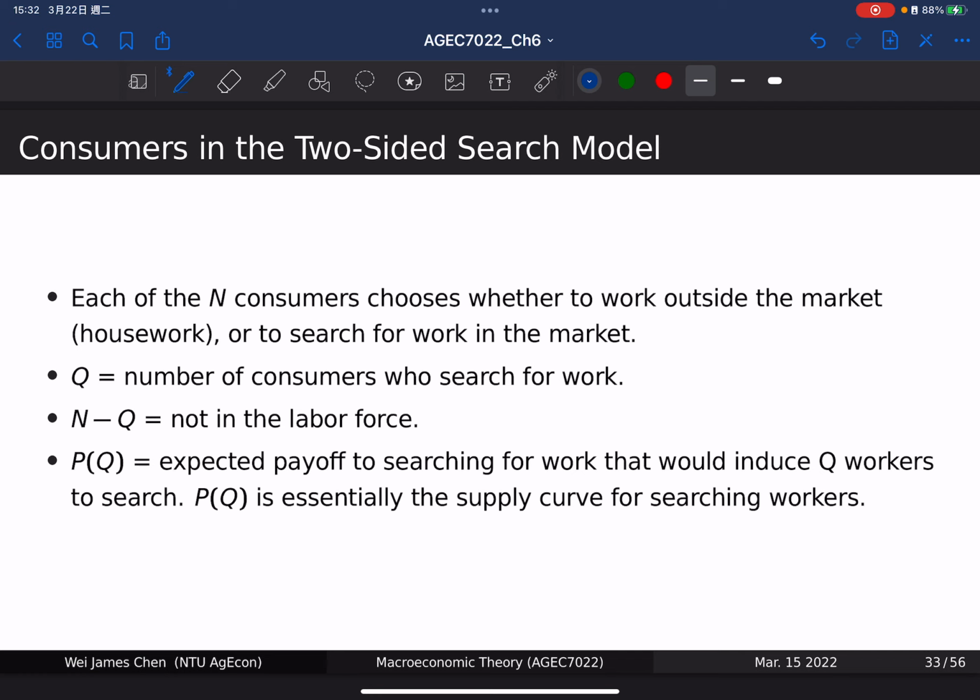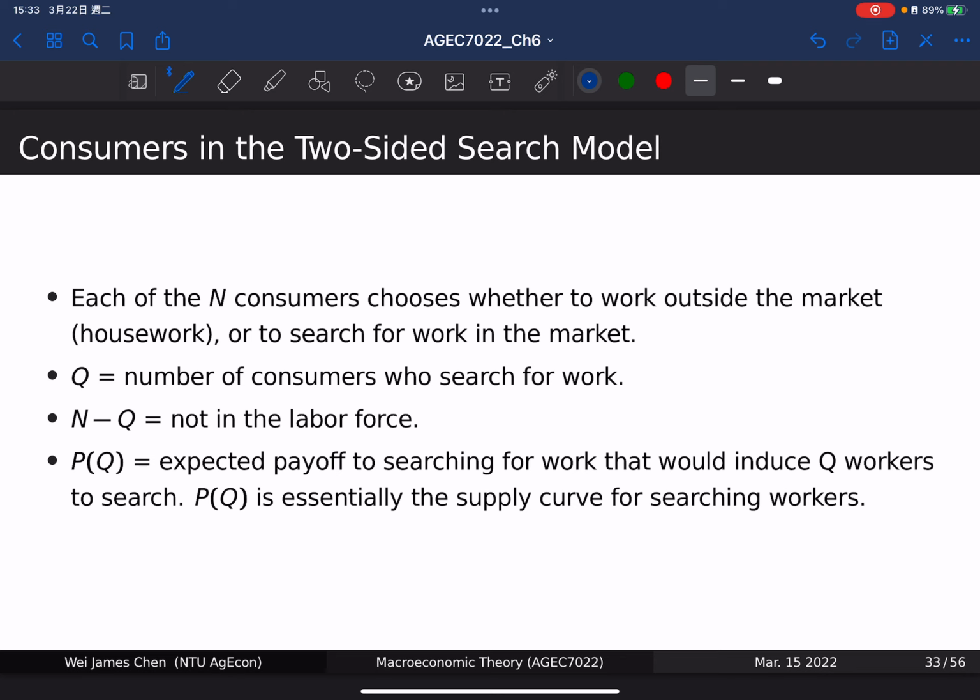Here we have N consumers, and each of these consumers will choose whether to work outside the home market or to search for work in the market. This outside-the-market work you can consider as something like housework. You do it at your own house, and you can still make some money. Or you can choose to search for work in the market. The capital Q is the number of consumers who actually choose to search for work. So N minus Q is not in the labor force. And P of Q is the expected payoff to searching for work that would induce Q workers to search.